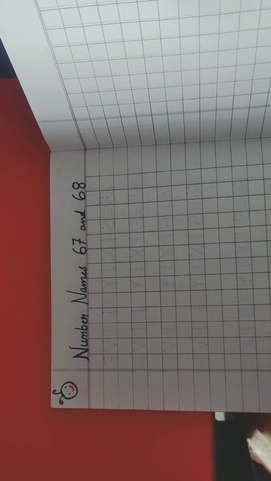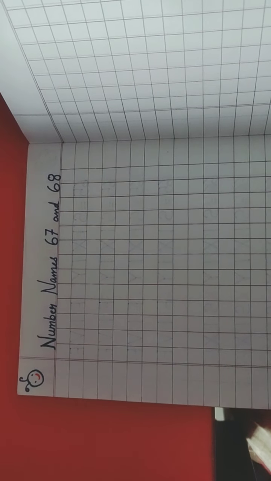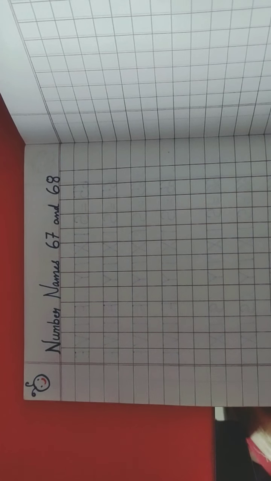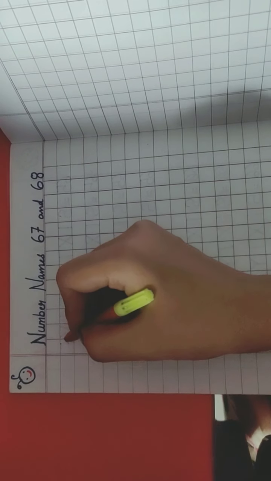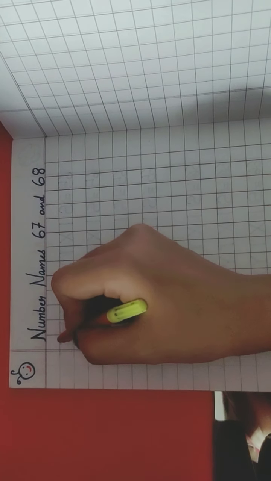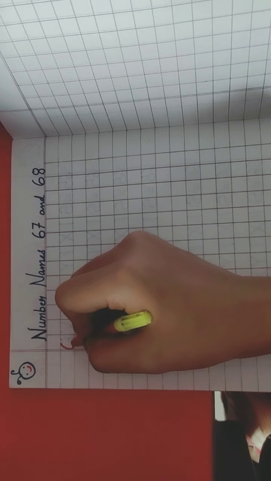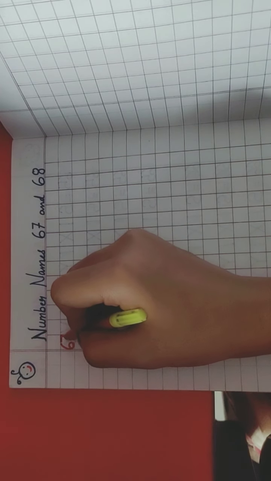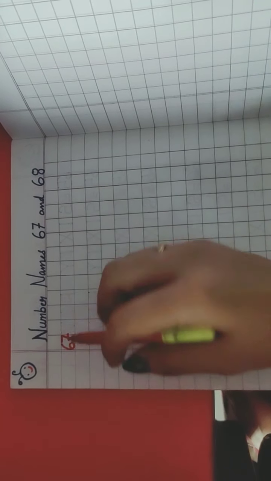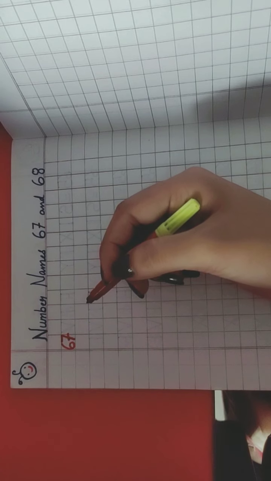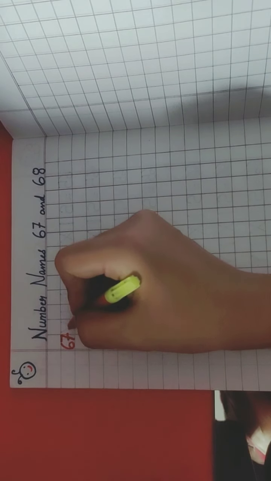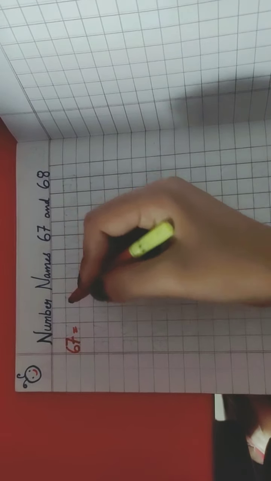Okay, now take out your pencil and eraser. Come on students, take out your pencil and eraser. Good. Now we will start to write. Okay, write the number names. 6 7. What number is this? 6 7. 67. Very good. Now repeat the spelling with me.